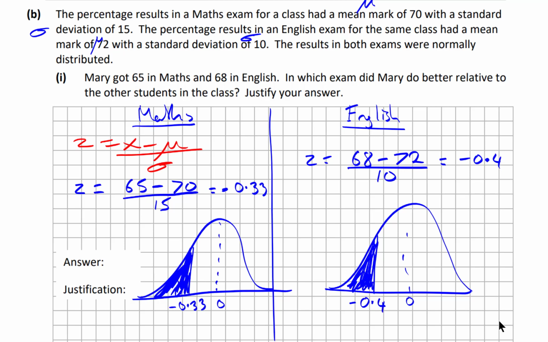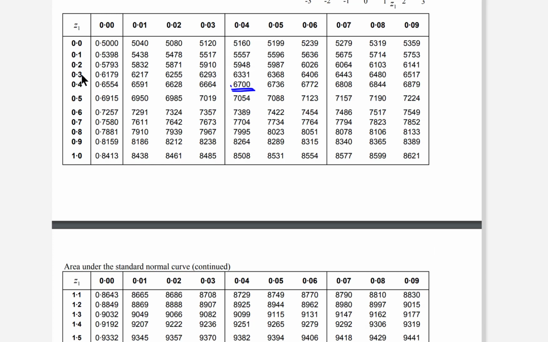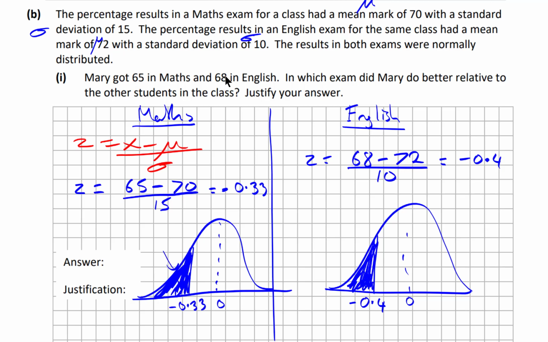So for minus 0.33, we'll go to our log tables. So we go to 0.3 and 3. So 0.6293 would be the interesting area. So the area we care about will be 1 minus 0.6293. So the answer to that area, therefore, is going to be 0.3707.